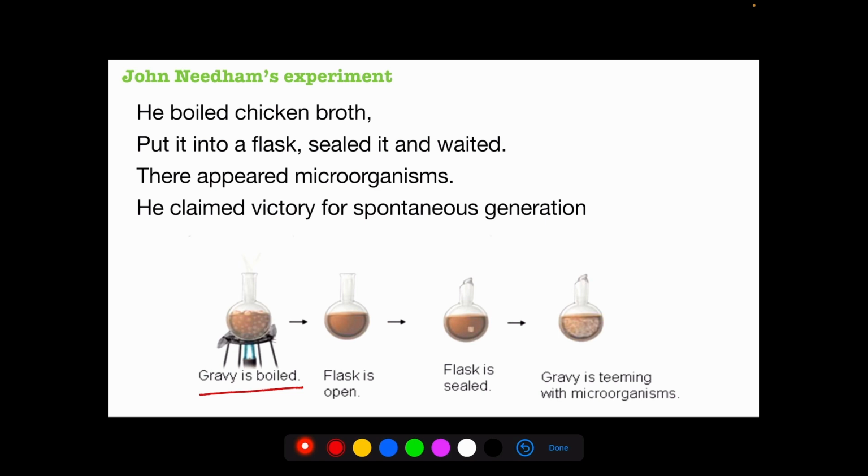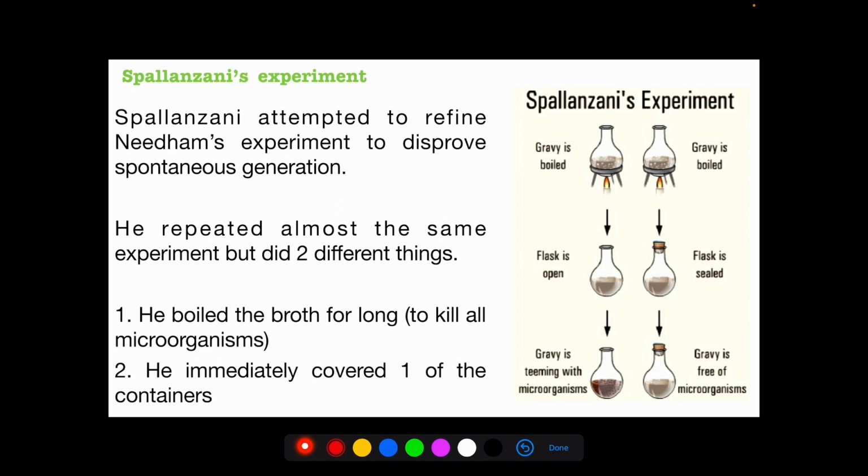And so another scientist by name Spalanzani also set out to attempt to refine John Needham's experiment in order to disprove spontaneous generation. So he repeated almost everything that John Needham did, but there were just two differences. What he did was he boiled the broth for long in order to kill all the microorganisms, and immediately he covered the bottle, or he covered the container.